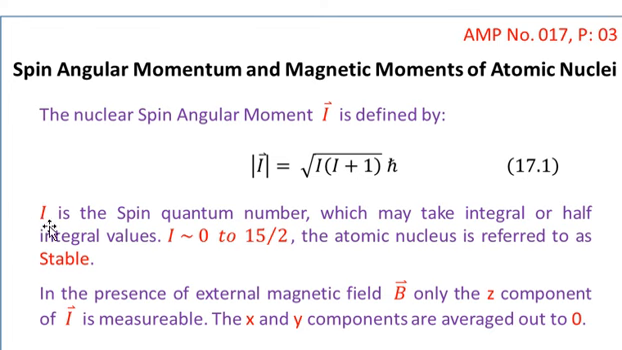So capital I without the vectorial sign is actually the spin quantum number, which may take integral or half integral values. If I ranges in the interval from 0 to 15 half, the atomic nucleus is referred to as stable. So you see that if the value of the spin quantum number lies in the range from 0 to 15 half, then the atomic nucleus will be referred to as a stable nucleus.